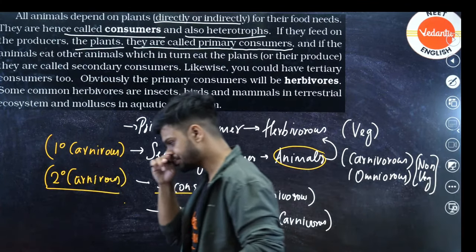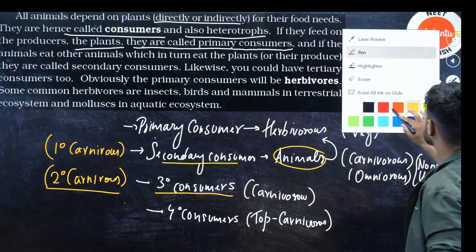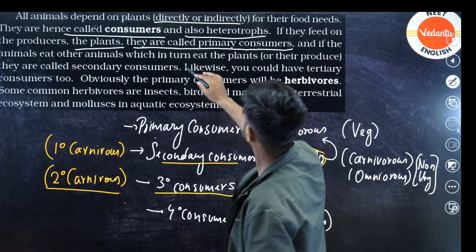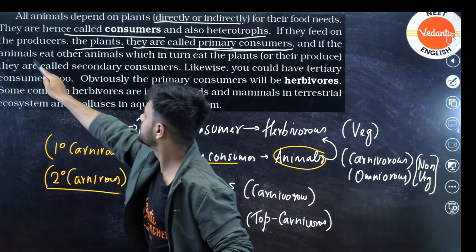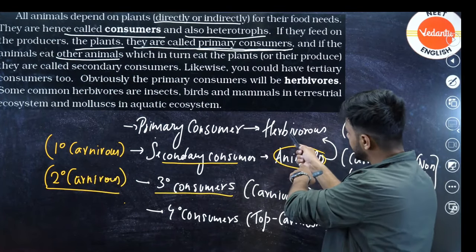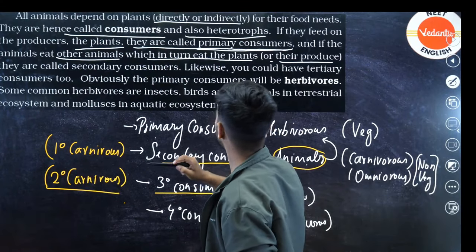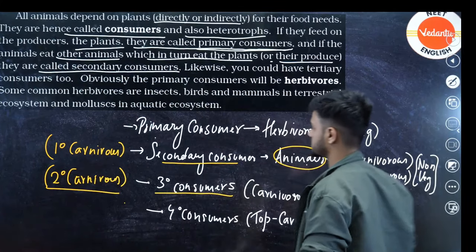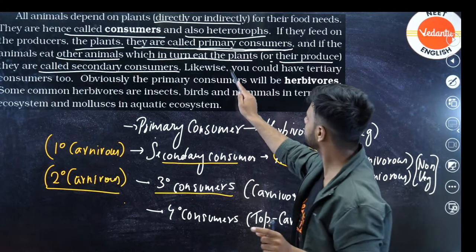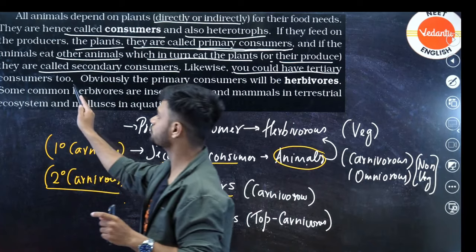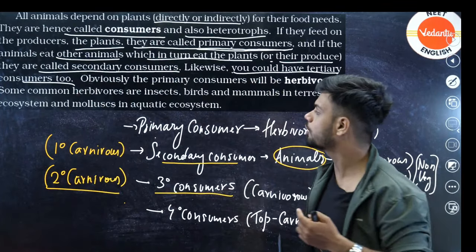Now, this is what I want to teach you. Can we read the lines here? So, they are called primary consumers. Can you see primary consumers are herbivores? And if the animals eat other animals, which in turn eat the plants, they are called secondary consumers. So secondary consumers are the animals which eat other animals or they eat plants. Likewise, you will have tertiary consumers, quaternary consumers, top consumers, top carnivores.